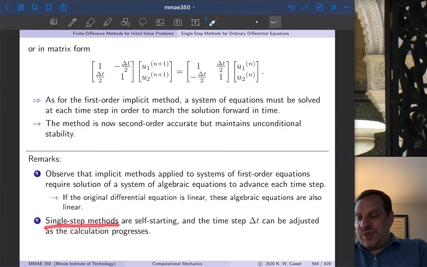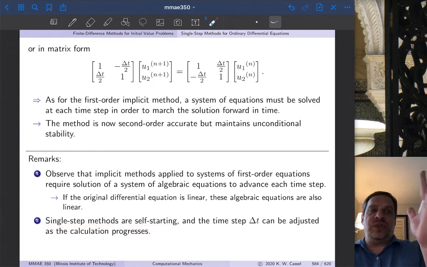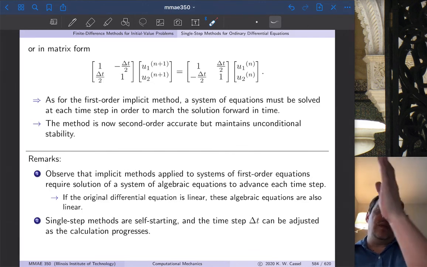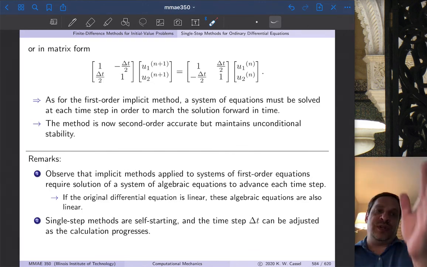So these single-step methods, I haven't brought this up, but we call them self-starting. So what that means is you can start with the initial condition at t equal to 0, move forward in time without any other intermediate techniques just to get the method started. And that's because they only involve one time step. And so you have the initial condition, then you advance it one time step. You don't need anything beyond that.